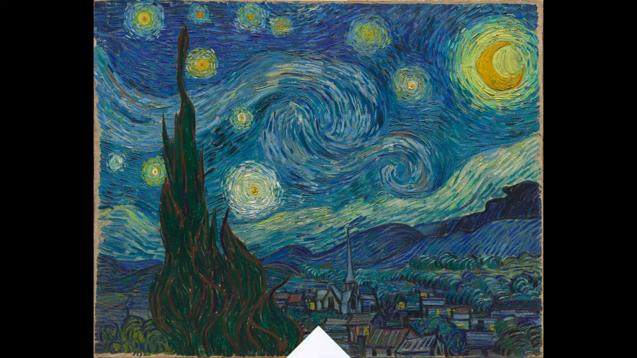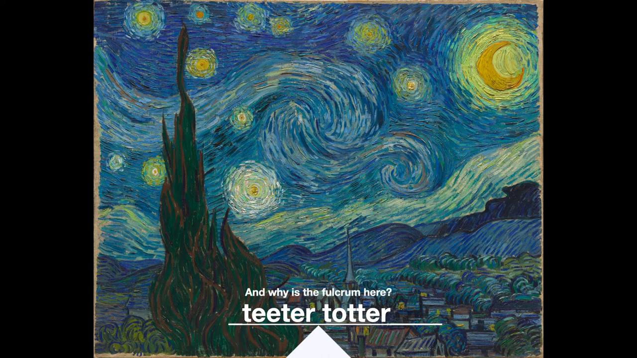I've drawn a triangle in the center bottom of the composition. Let's think about it as a fulcrum. It's incredibly helpful to think about visual balance the same way that you might be thinking of balancing on a teeter-totter. Do you have experience with that? And why did I put the fulcrum here?